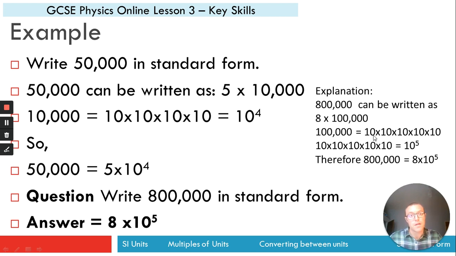100,000 can be written as 10 times 10 times 10 times 10 times 10. That's 10 to the power 5, 5 tens. So 100,000 is the same as 10 to the power 5. We've got 5 zeros after the 1, 10 to the power 5. Therefore, 800,000 is 8 times 10 to the power 5 in standard form.